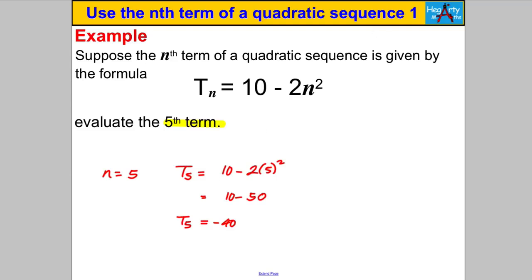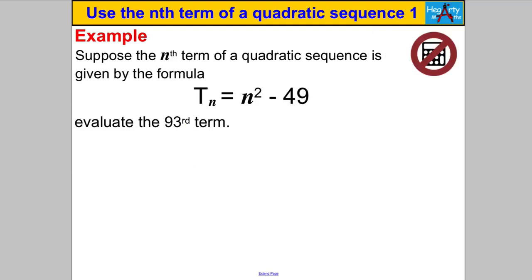And last one for us to try in this video. Pause the video, have a go at this. Don't use a calculator, whatever you do. So again, we're asked here to work out the 93rd term of this sequence. This looks difficult. So on the one hand, this is what you may do to start with. You may say, right, let n be 93. And we have to work out t93, which is clearly going to be 93 squared subtract 49.